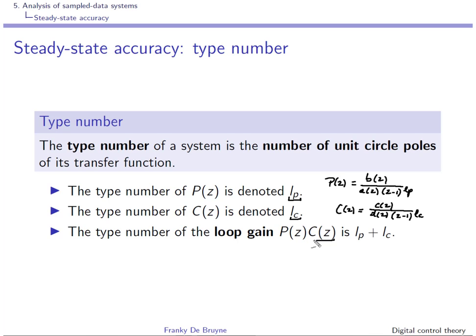The loop gain is simply the product. So this is important because in a closed loop, what you'll have is the process, you'll have the controller in front, and then you construct your closed loop system as follows. And what we call the loop gain is, well, in French, la chaîne directe. Okay, so this is this transfer function over here, and without a surprise, the type number of the loop gain is simply LP plus LC.